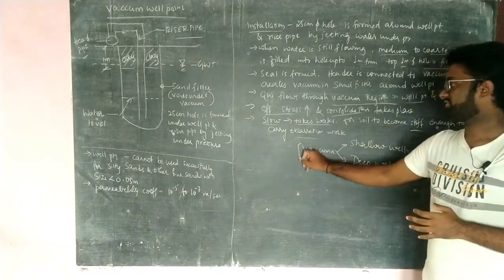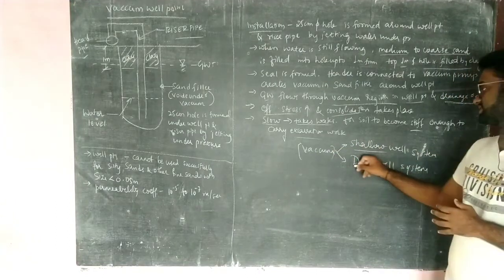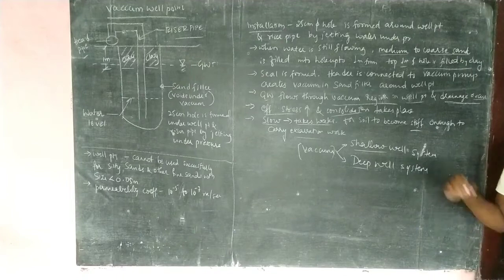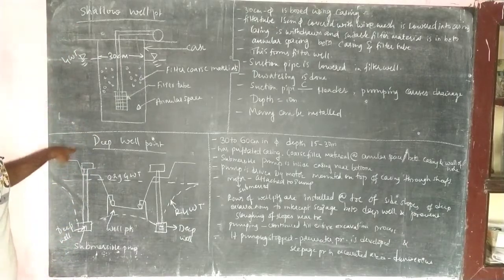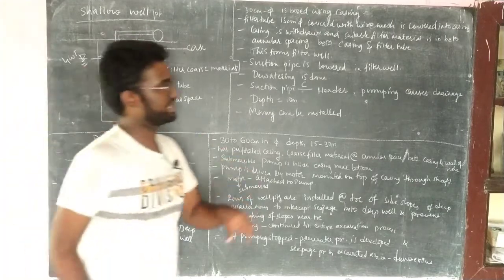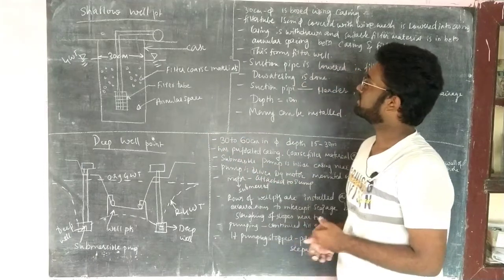Coming to the different types of it, it has two well point systems, that is shallow well point and deep well point. We'll discuss about this one by one. Now we'll discuss about shallow well point and deep well point. You can see this picture of a shallow well point. So let us discuss about shallow well point now.